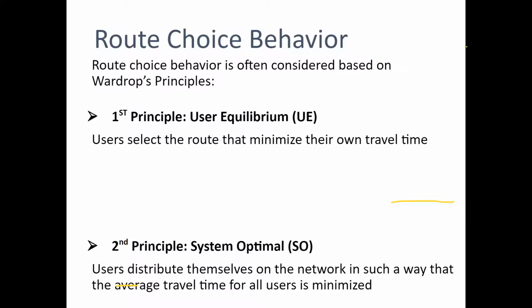But the first principle, user equilibrium, is very useful when you're doing simulation modeling, because that's the whole idea: you let people choose their route, and people will choose their route by trying to minimize their individual travel time. And that has some interesting implications for how we manage congestion and so on.